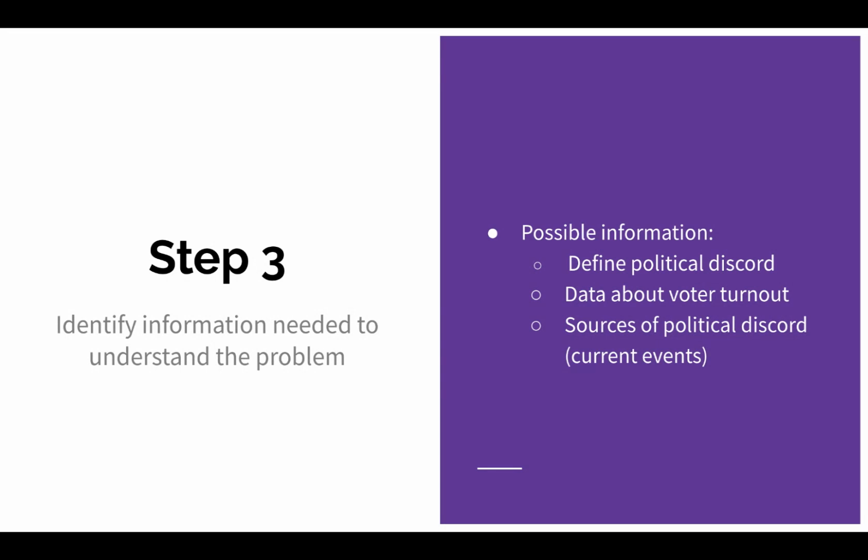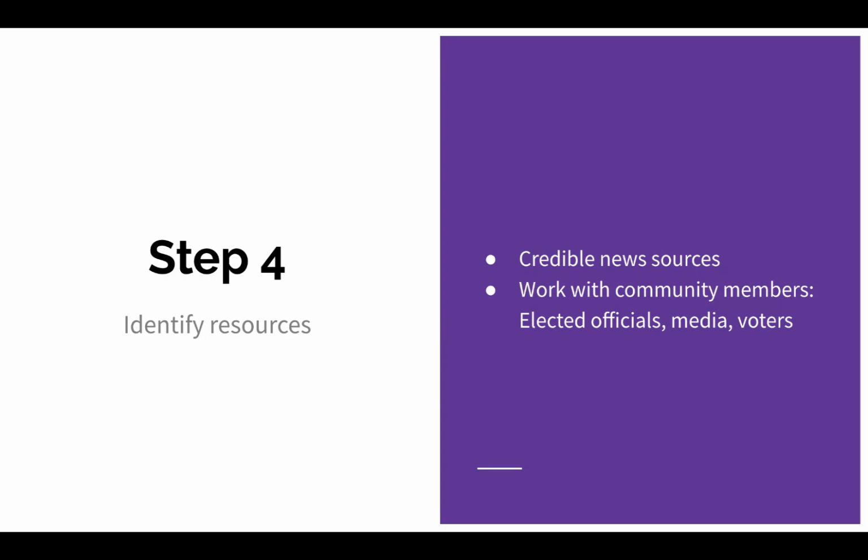So maybe you need to first define what is political discord, or you need to find data about voter turnout, or actually look at some of these current events and figure out what is currently going on. Step 4, you identify resources that you'll be using. So you really want to focus on credible sources that you can find, and we'll be looking at ways that we can determine what is considered credible. You also want to work with community members so you can talk to elected officials, media, voters to really gain multiple perspectives on these issues.